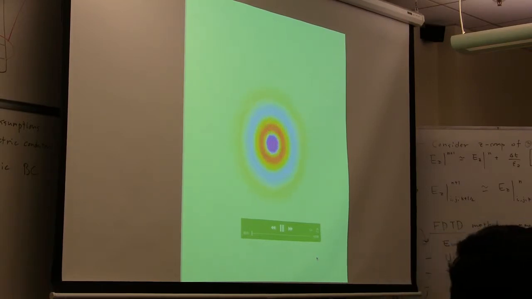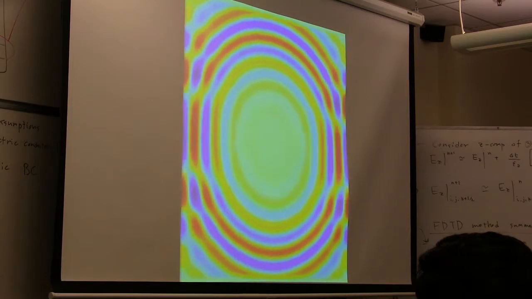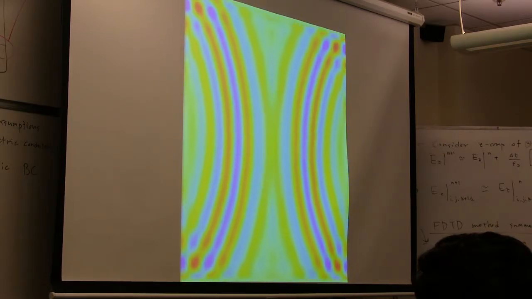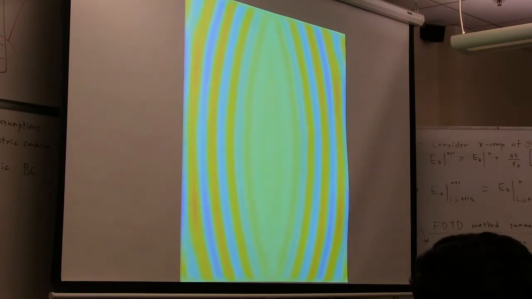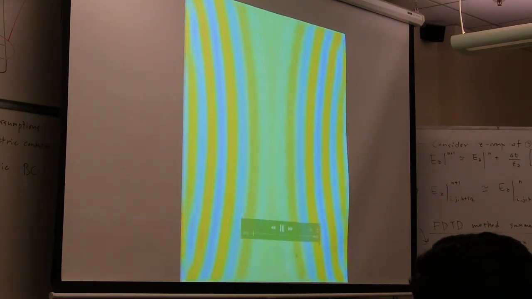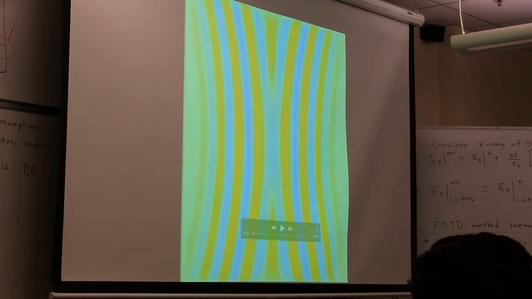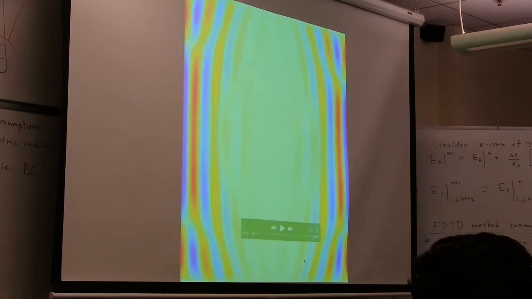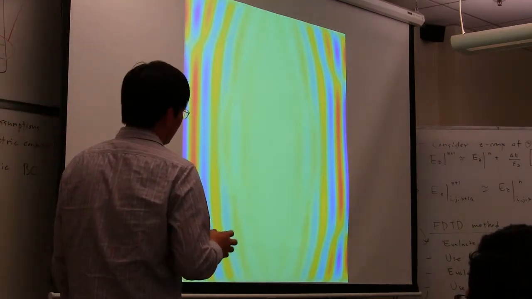This is the periodic boundary condition, and it's very similar as before, but actually you give an asymmetry source. I'll stop at some point here. The main difference between the PEC boundary condition and the periodic boundary condition is where the node and antinode is located with respect to the boundary.